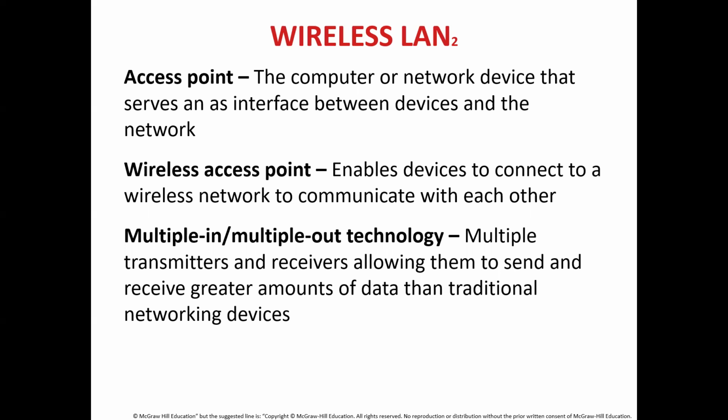Multiple-in, multiple-out technology. It uses multiple transmitters and receivers, allowing them to send and receive greater amounts of data than traditional networking devices. MIMO is a wireless technology that uses multiple transmitters and receivers to transfer more data at the same time. All wireless products with 802.11n support MIMO. The technology helps allow 802.11n to reach higher speeds than products without it. 802.11n is also a wireless standard.